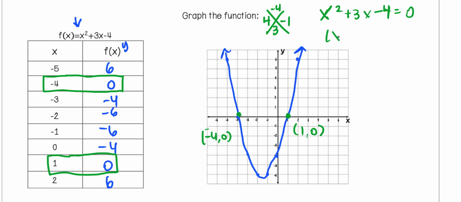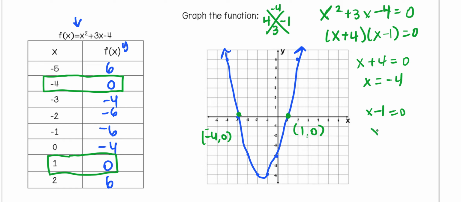Well, that would be 4 and -1. So that means our two factors here would be x plus 4 and x minus 1. Those are equal to 0. And remember, when we break these up and set them equal to 0 to solve for x, we get the opposite sign. So x equals -4 and x equals 1. That's exactly where we had just seen our graph, or a parabola, touch the x-axis. So when y equals 0, we get our solution.